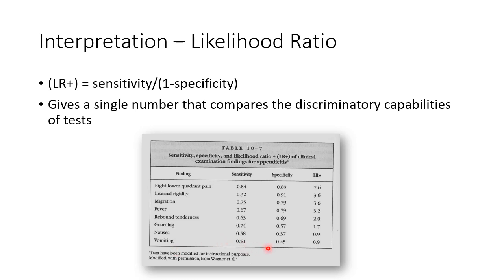So notice here, the sensitivity and specificity are pretty poor. But as you get things that have a higher likelihood ratio, you're going to start to notice that those are going to get higher and higher. So for instance, right lower quadrant pain has a likelihood ratio of 7.6 compared to something like vomiting of 0.9. That means that if your patient came in with right lower quadrant pain, they're 7.6 times more likely to have actually had appendicitis versus not in that comparison there.